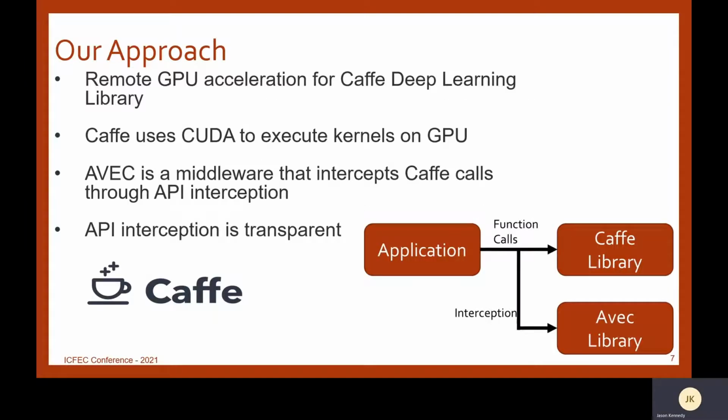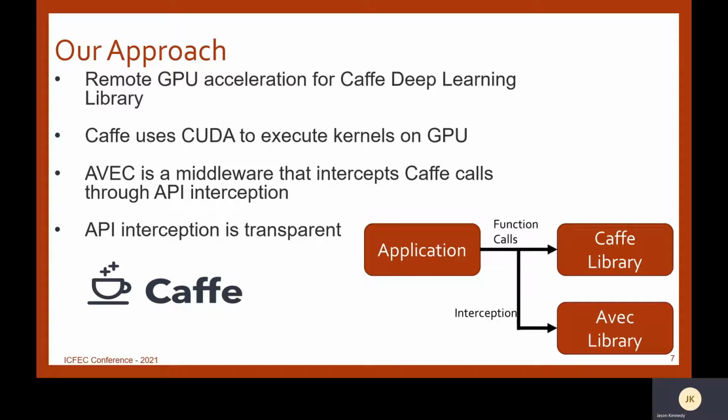So on to discussing our approach, or how we implemented AVEC's functionality. With AVEC, we aim, of course, to provide remote GPU acceleration for deep learning libraries. And the first deep learning library we used was called Caffe. Caffe itself is an open source library for deep learning algorithms, and it makes use of CUDA in order to execute its kernels on the GPU.